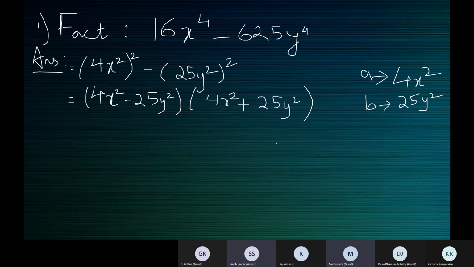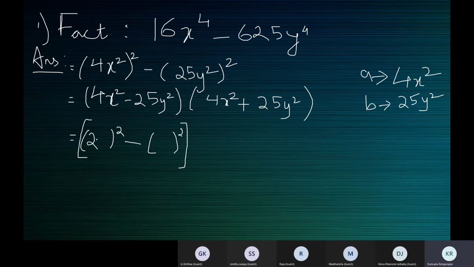Ma'am, we can use the same formula again in 4x square minus 25y square. Perfect. A square minus b square. A square minus b square, ma'am. Correct. Yes. So this is further. You can say p square minus q square. 2x the whole square minus 5y the whole square, ma'am. Yeah, 1 second.